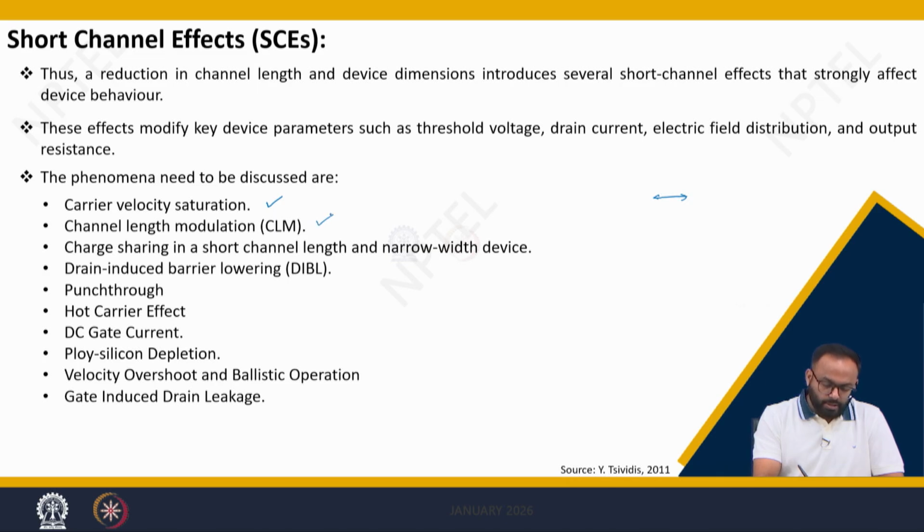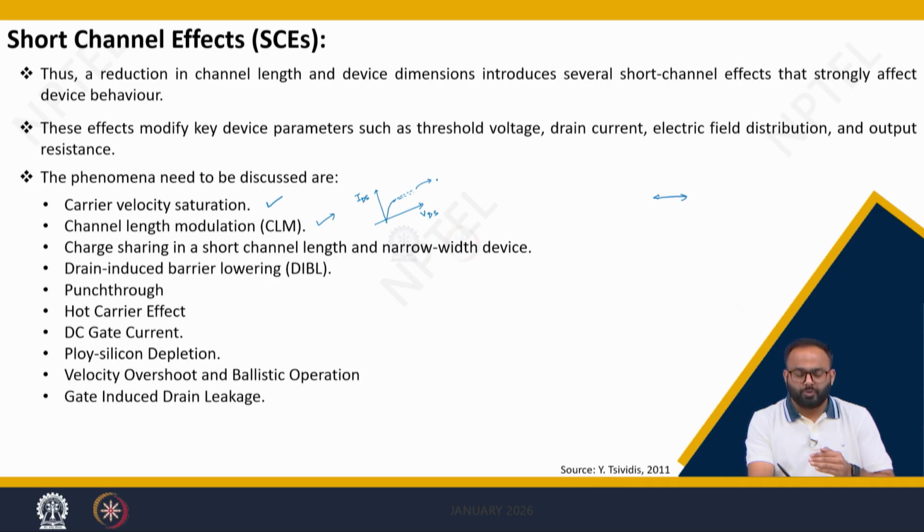We will also discuss the channel length modulation. As I said, when you draw the current with respect to drain to source voltage in the saturation region, it will show some finite slope. The slope is very, very small, but it simply says that my drain current is a function of drain to source voltage. It is not independent of drain to source voltage. That is due to channel length modulation. We'll also discuss charge sharing effects in short channel and narrow width devices, and how this shared charge will alter your threshold voltage. That is an important parameter in terms of MOSFET, right? So the VT gets altered because of this charge sharing effect.